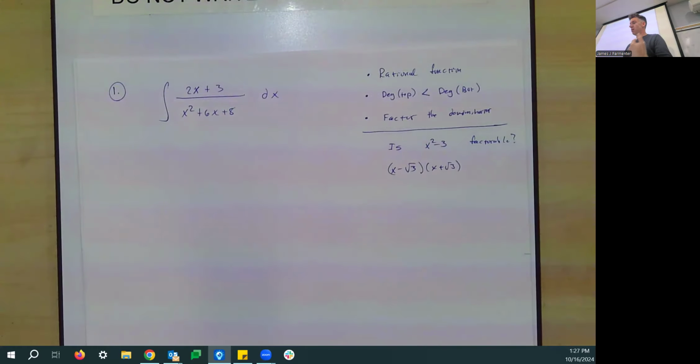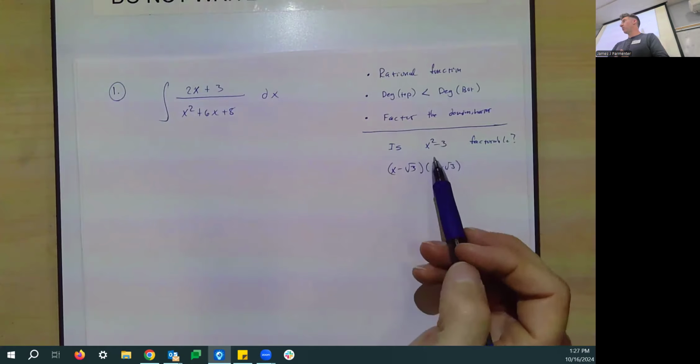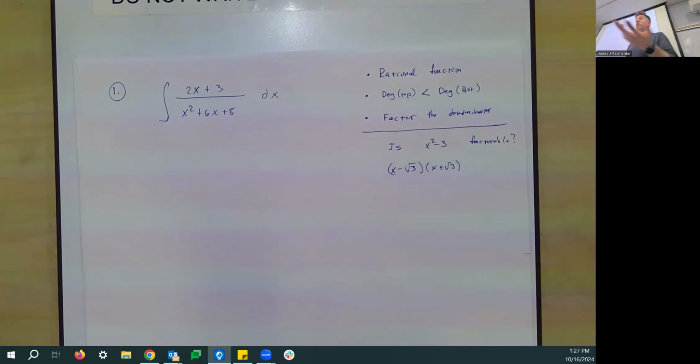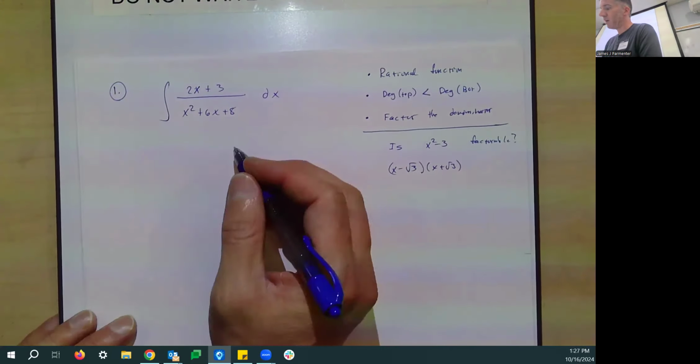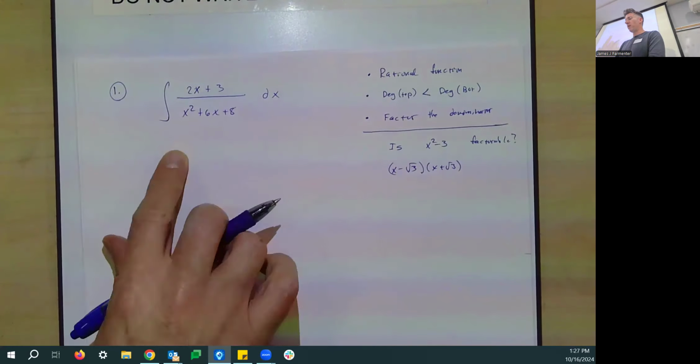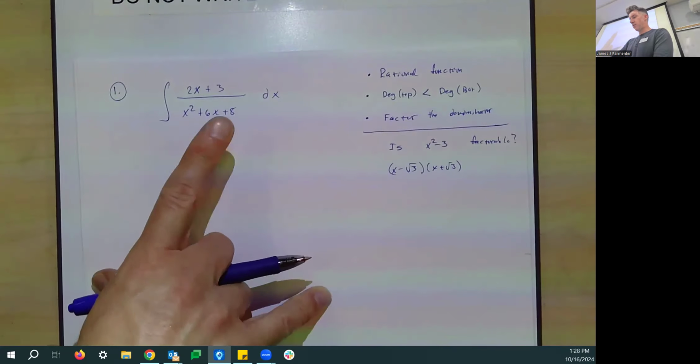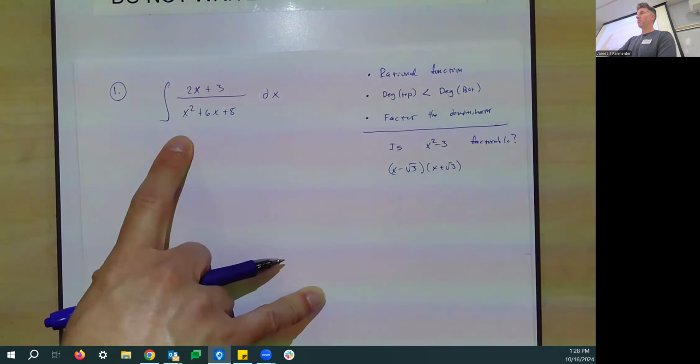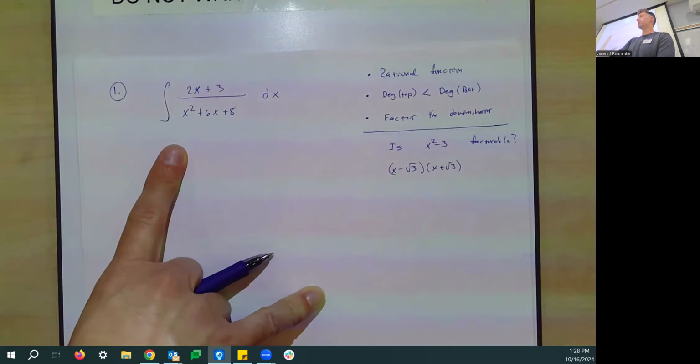But just be aware, technically, if you had to integrate 1 over x squared minus 3, you would use partial fractions, and the bottom would factor as x minus root 3 times x plus root 3. But no one's usually going to ask that. So let's see. Do I meet all the conditions? It's rational. Yes. The degree on top is 1. The degree on the bottom is 2. Yes. Does the bottom factor? It sure does. The right factor is x plus 4 times x plus 2.